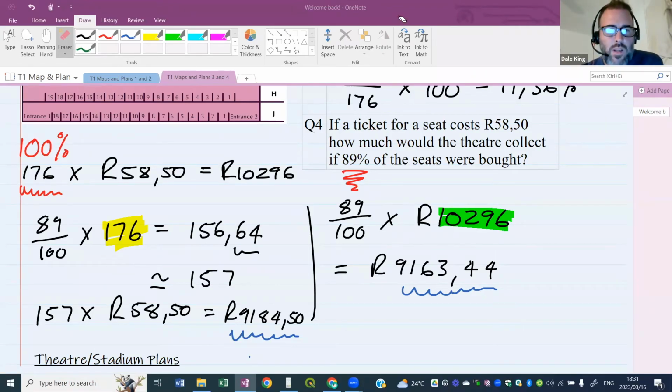Why is the one on the left different to the one on the right? They're almost the same. So what's different in these two calculations? Shouldn't they give us the same answer? There's something that's slightly different between them. Yes, we've got seats on the left and Rand value on the right, but they should be the same, shouldn't they? 176 seats is 100% of the seats. 10,296 Rand is 100% of the Rand value if all the seats are sold. So why are we getting a different number?